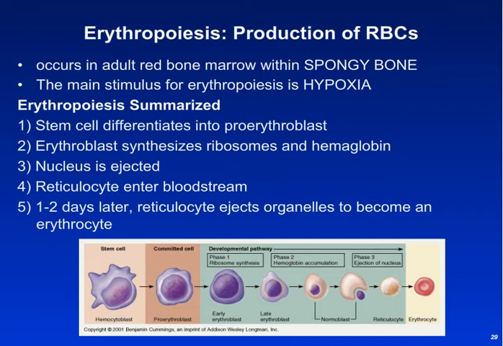And these organelles can be seen under the microscope. And after 1 to 2 days in the bloodstream, the reticulocyte will eject the remaining organelles to become an adult erythrocyte. Now, reticulocytes are important because they give us an idea how quickly we're manufacturing blood cells. For example, we could look at somebody's blood and count the number of reticulocytes to figure out whether they're making new cells fast enough.